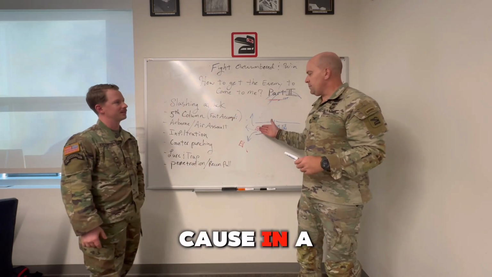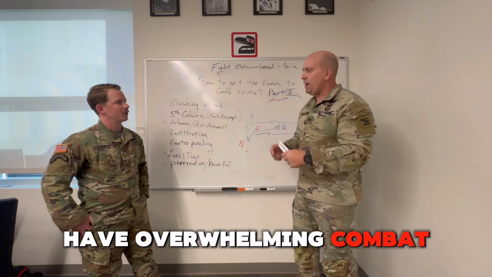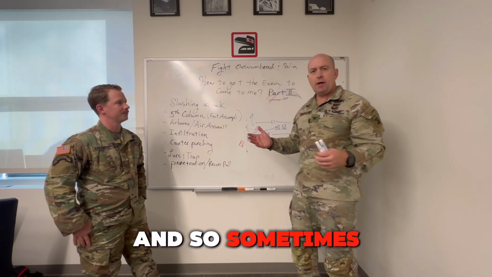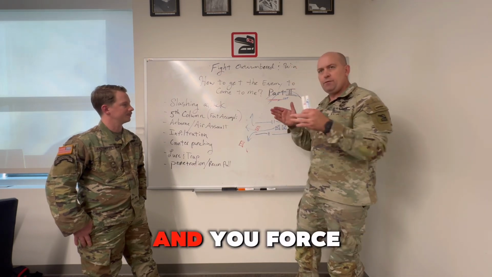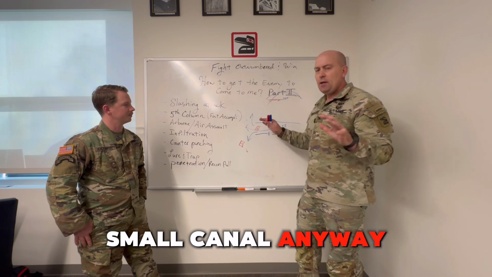Yeah, because in a penetration, you have to have overwhelming combat power at a small point. Right. And so sometimes it's hard to do that. So a way as an officer to do it is draw really narrow boundaries. And you force everybody into a small kennel. Anyway, that's for a different point.